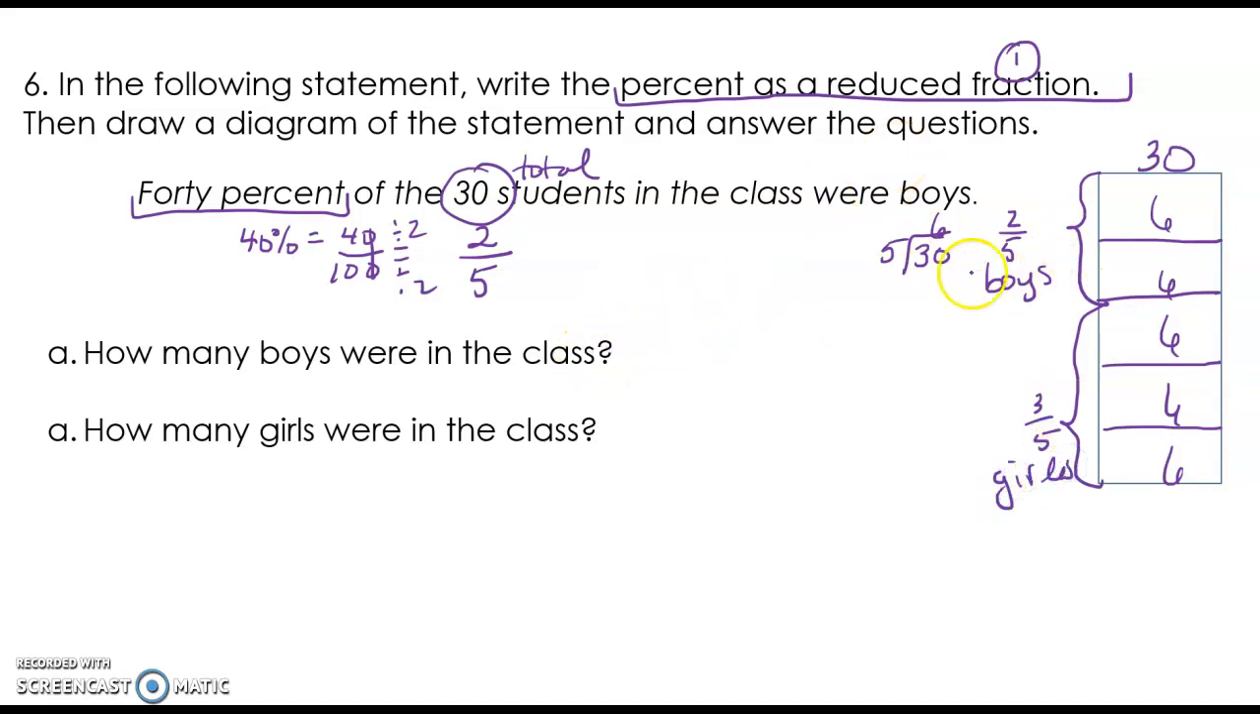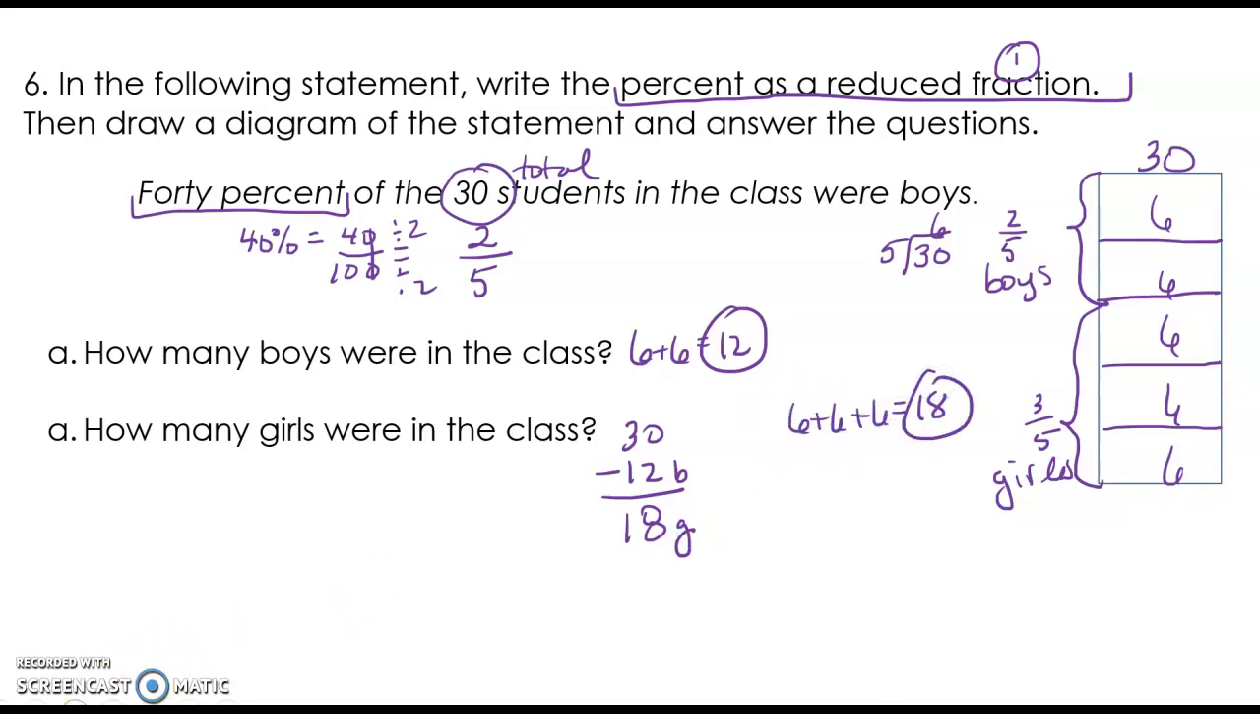How many boys were in the class? That would be 6 plus 6, which is 12. How many girls were in the class? I could do 30 minus 12, which is 18, because this is boys and this is girls. Or I could do 6 plus 6 plus 6, which is 18. Whatever is easiest for you.